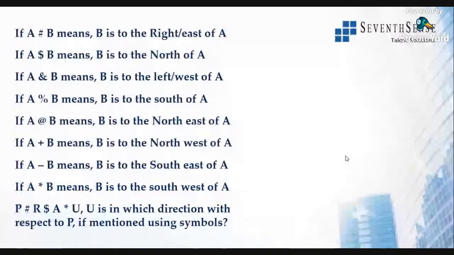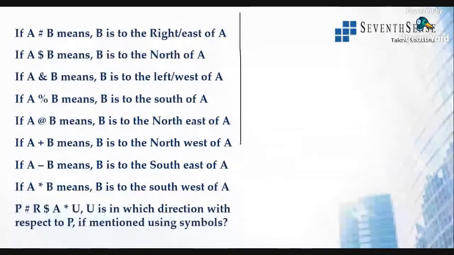If A ash B, ash is right side, it means east. Dollar means north, that is up. Ampersand is left or west. Percentage means south. At the rate means northeast. Plus means northwest. Minus means southeast. Star is southwest. So they are asking this.